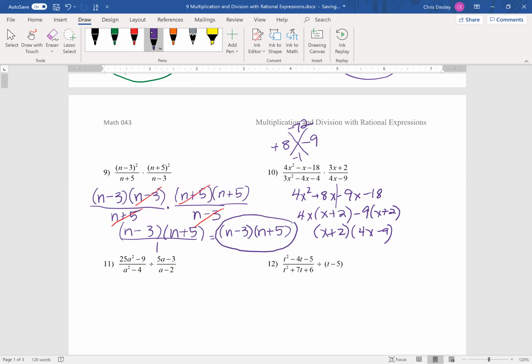It's going to take me a lot of space to factor, so I'm actually just going to give it to you here. I'm going to make a little space for us here. So the numerator we just did, that's x plus 2 times 4x minus 9.